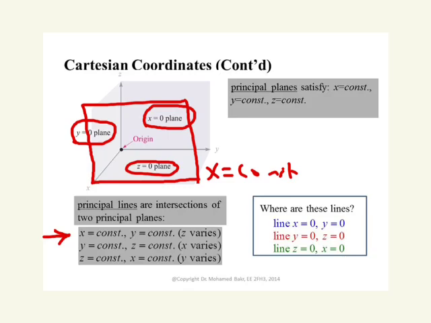Of course, the line x equal to 0, y equal to 0, this is the intersection of two principal planes, x equal to 0 and y equal to 0. This is the z axis. The line y equal to 0 and z equal to 0, this is the intersection of these two principal planes. It is the x-axis. The line z equal to 0, x equal to 0, it is simply the y-axis.